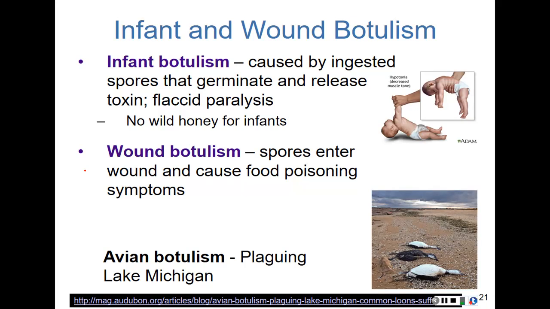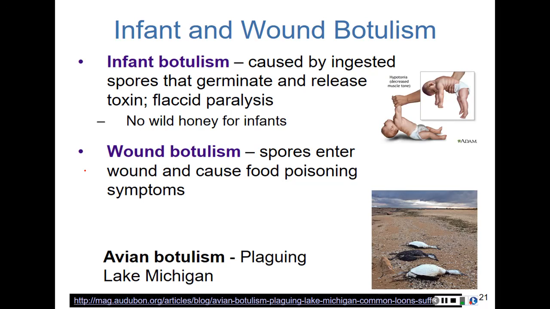They talk about not using honey, wild honey. Don't give wild honey to babies, because there could be this organism present in honey. There are even cases of wound botulism, so this isn't related to food poisoning necessarily.